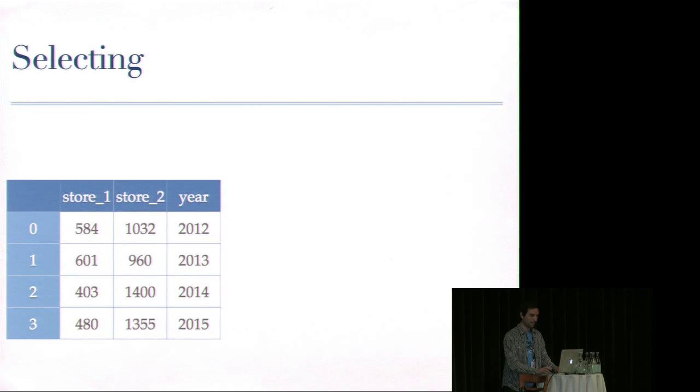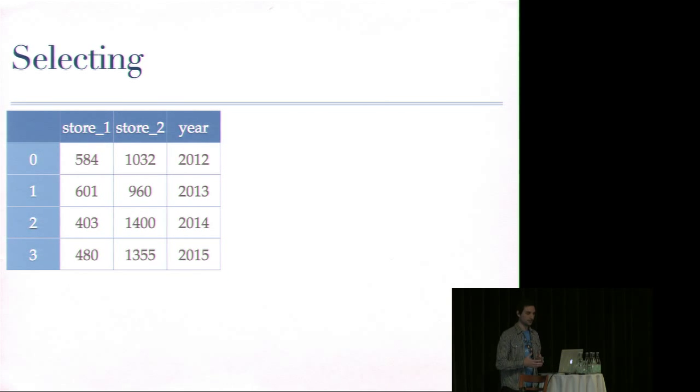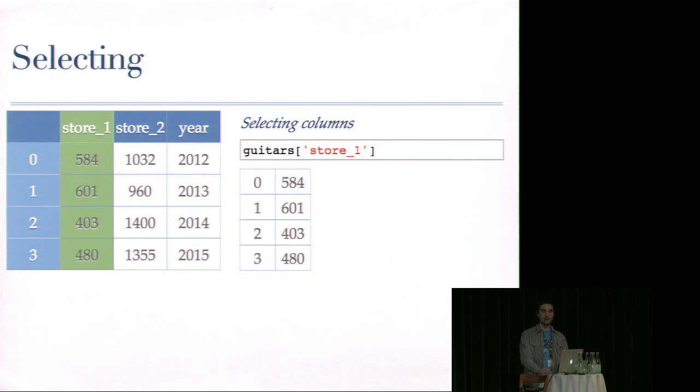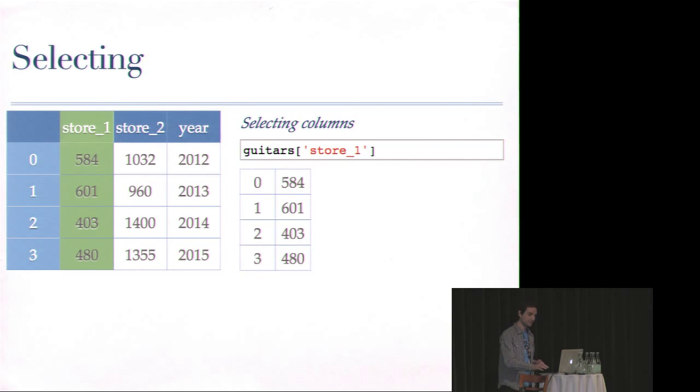So the first thing that I'd like to talk about is selecting different bits and pieces of our data frame. To select a column, we use this square bracket syntax, just like you would with a normal Python dictionary, and we get a series in return. So whenever you select a column from a data frame, you get a series in return. So the 2 data structures are intimately connected.